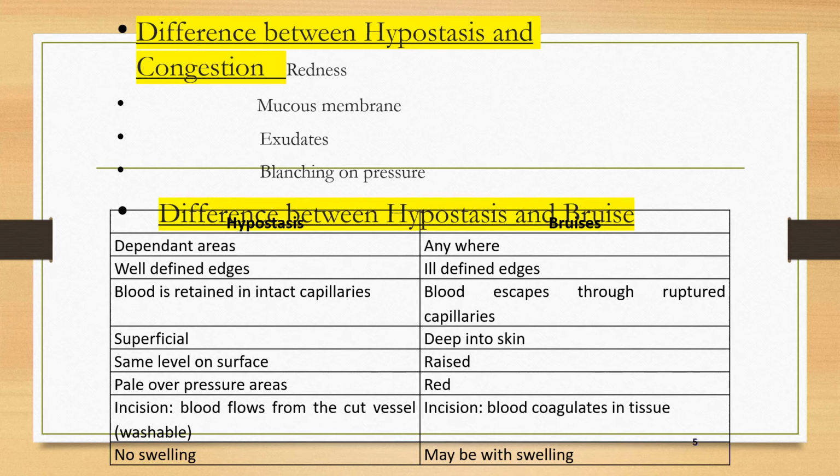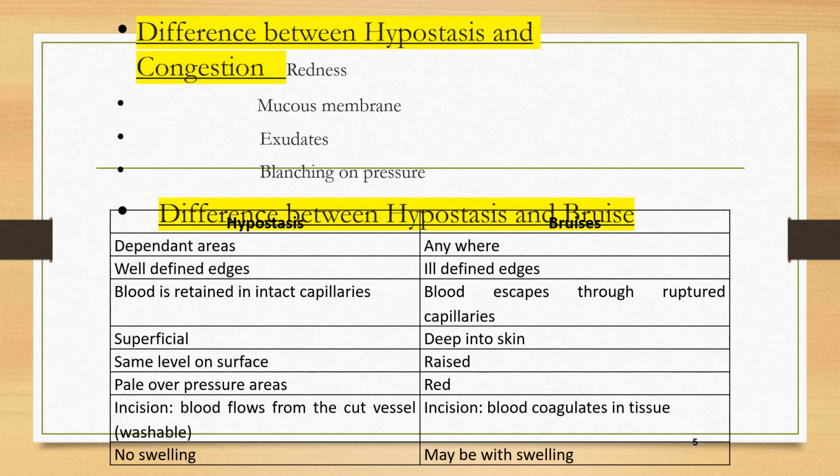Another entity is the bruise. As you know, a bruise is accumulation of blood under the skin because of capillary rupture, because of hard and blunt trauma. So we need to differentiate between hypostasis and bruise. Hypostasis occurs in the dependent area as we have seen, and a bruise is where the impact of force is there. Hypostasis has well defined edges. However, a bruise will have the pattern of the weapon used, or it will have ill defined edges.